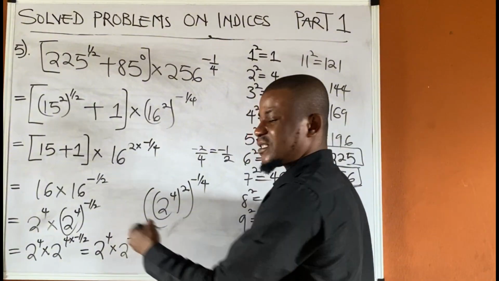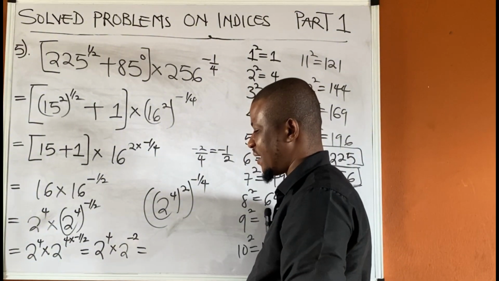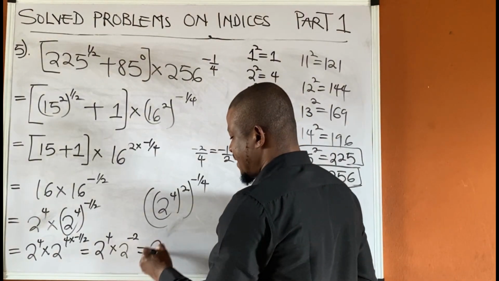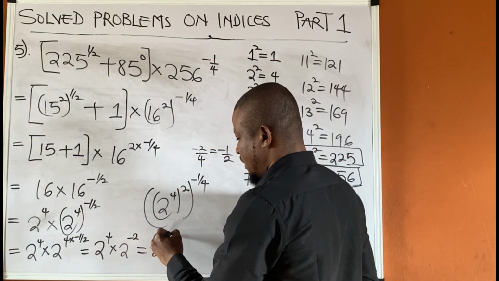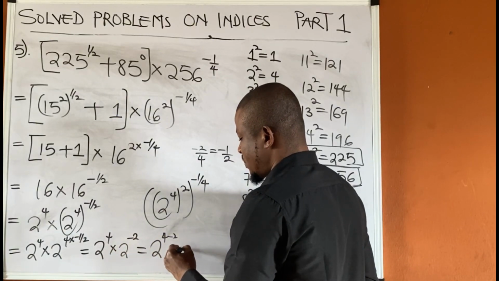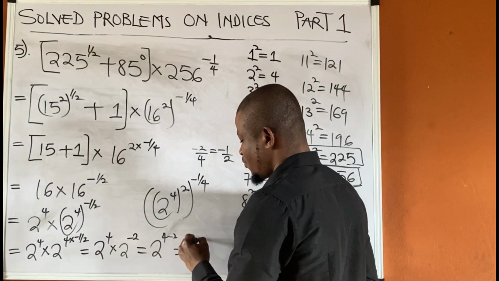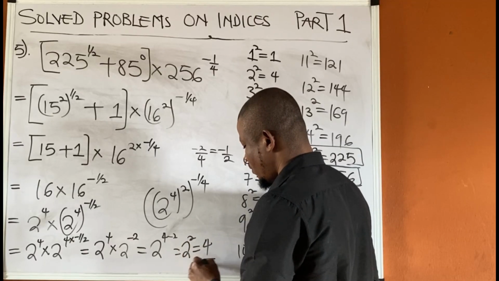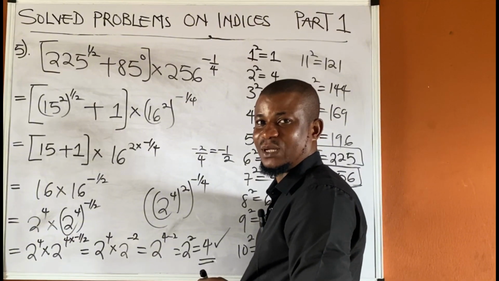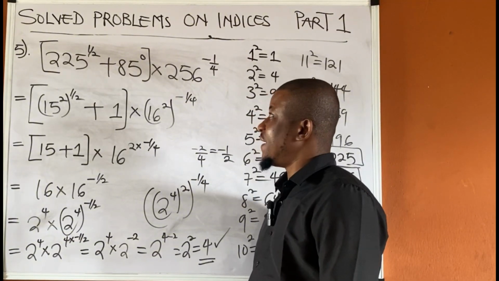All right. At this point, I can now apply my product law of indices, or multiplication law of indices, where they have the same base, the powers add. But in this case, because this is a negative, I will subtract. So this is 2 to power 2, and this is 4. And that is the solution to our problem. Let's go to the next problem.